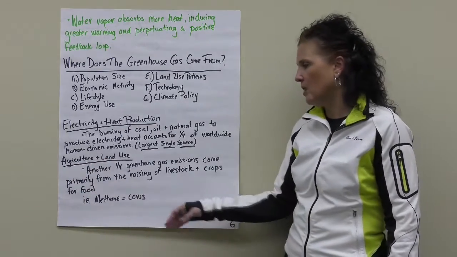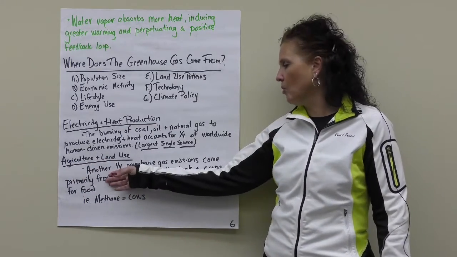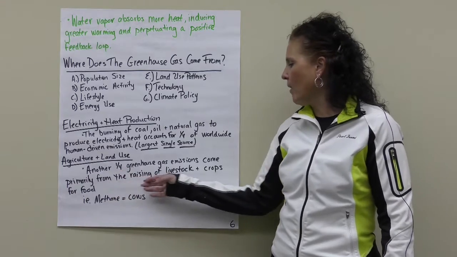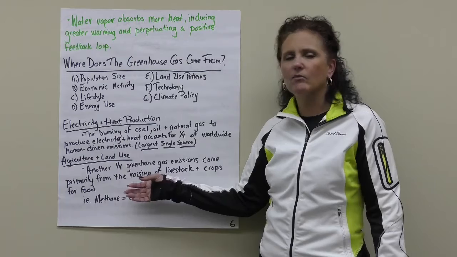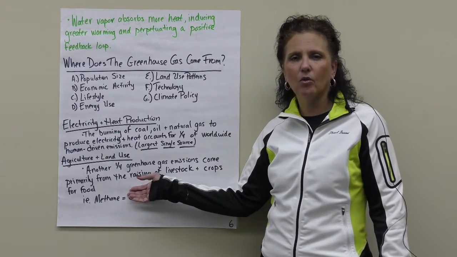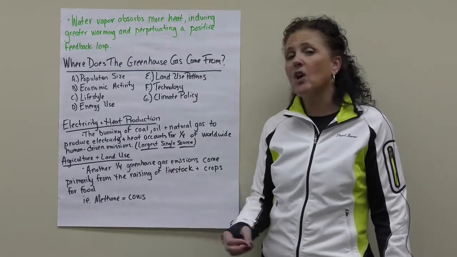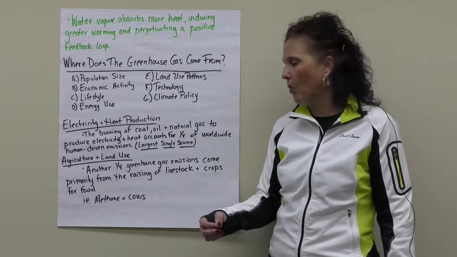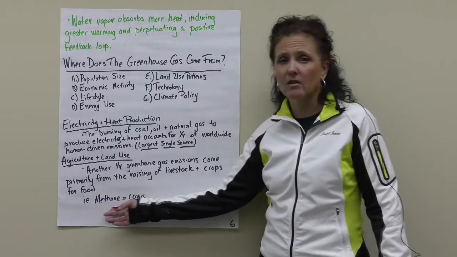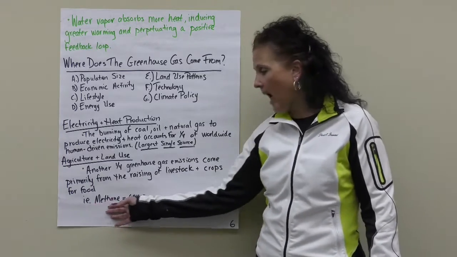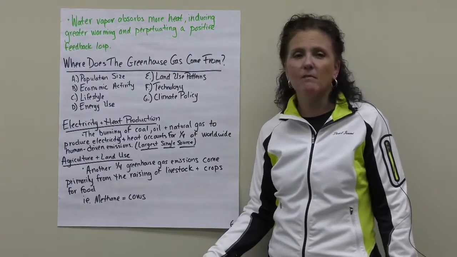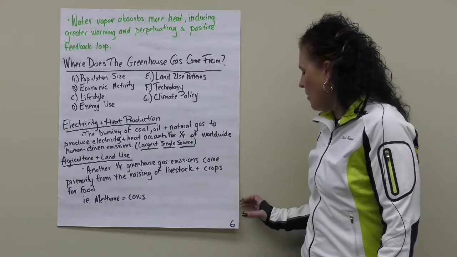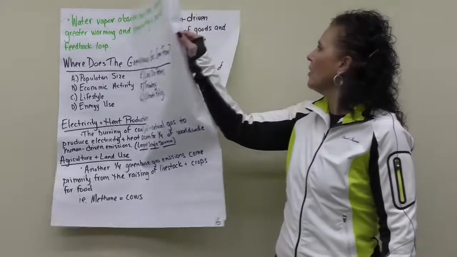Agriculture and land use. Another 25%, or 1/4 of those emissions, come from the raising of livestock and crops for food. And you say, well, how is raising livestock giving you emissions? Remember we talked about methane, CH4? If you have a bunch of cows, cow manure, cow gas, all of those things being emitted into the atmosphere, that's methane, and that's one of our greenhouse gases.